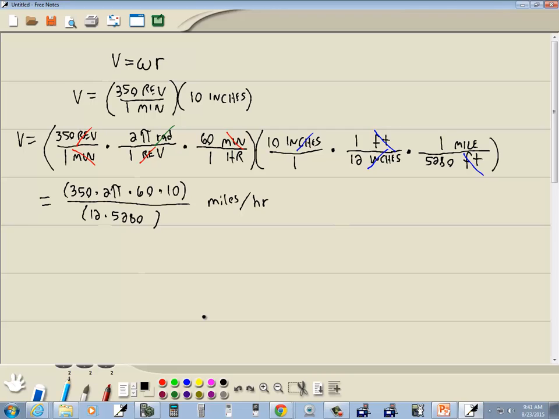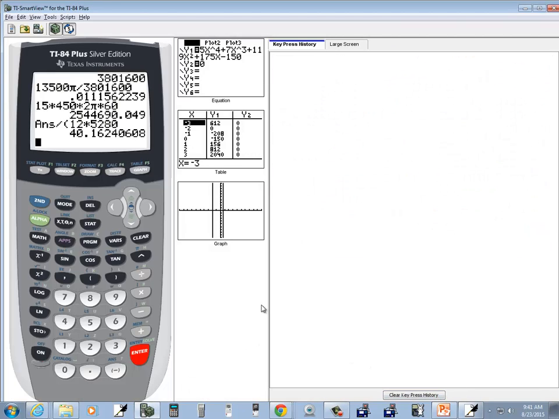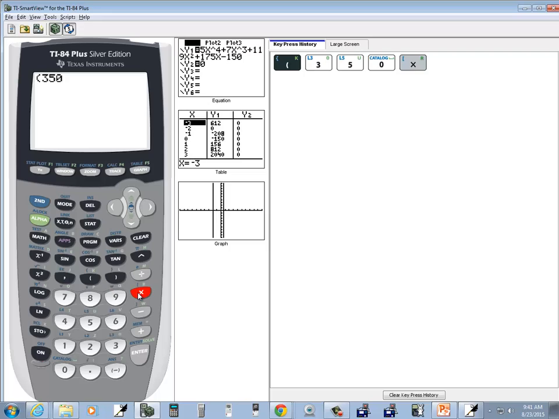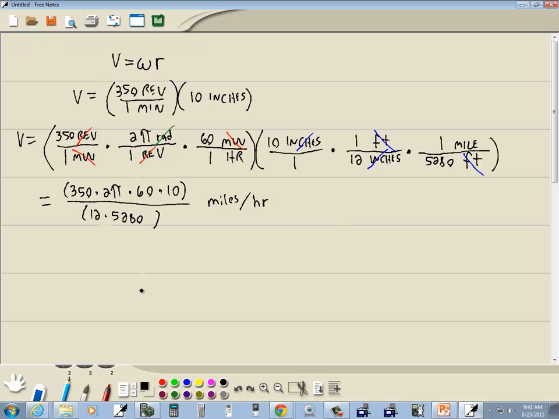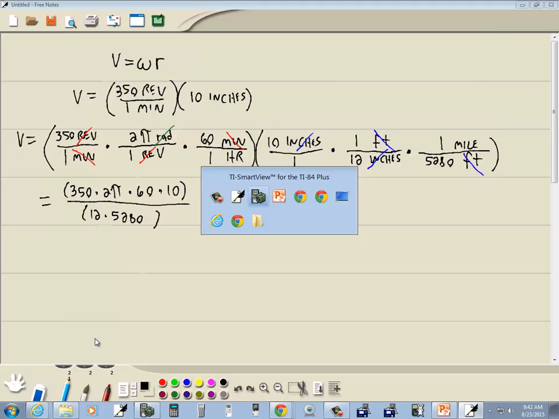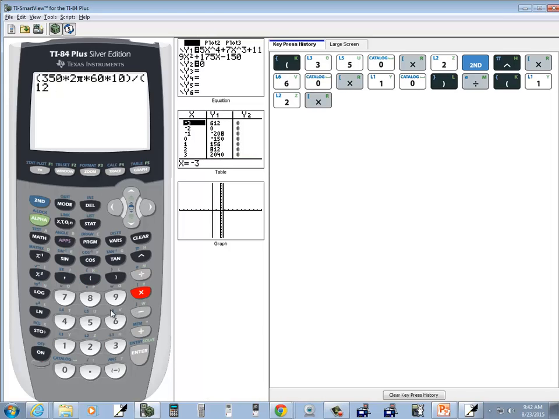Well, let's see what the calculator gives us here. Okay, so I got a beginning parentheses, 350 times 2 pi, so do 2 and then second caret for the pi, times 60 times 10, closing parentheses, divided by beginning parentheses, 12 times 5,280, and then closing parentheses. Well, let's see how fast our clown car was going now.